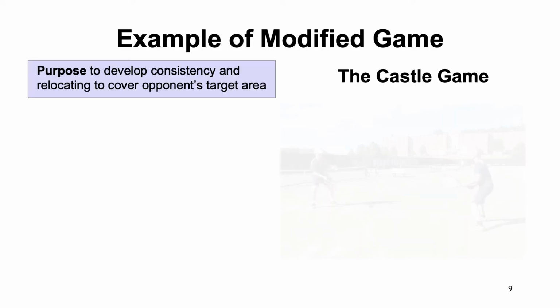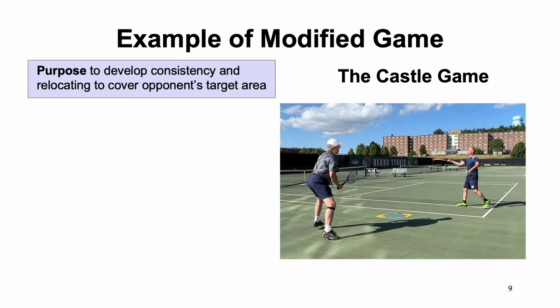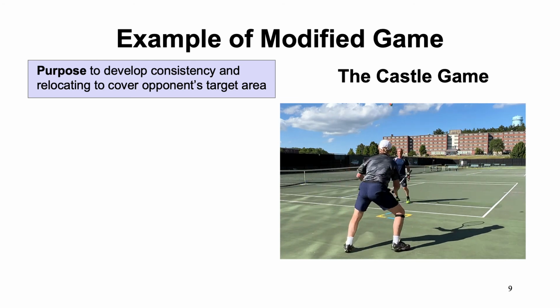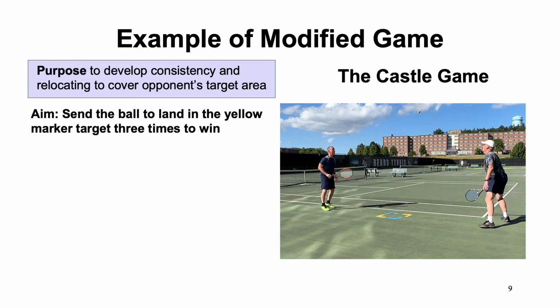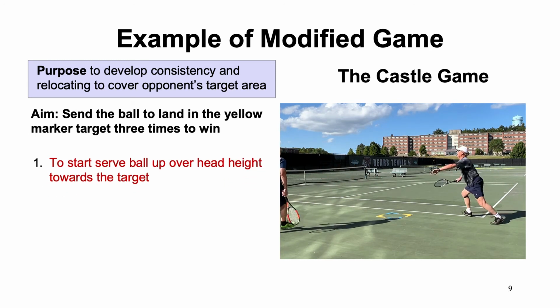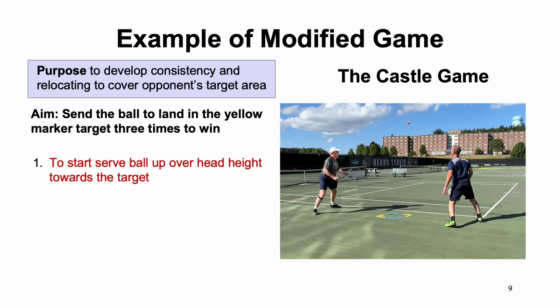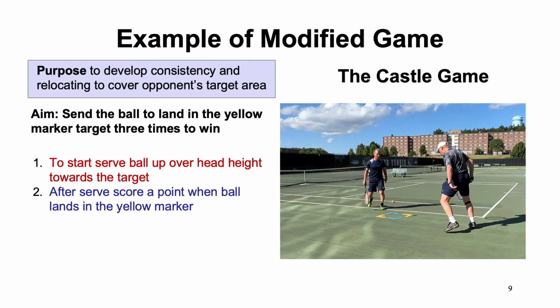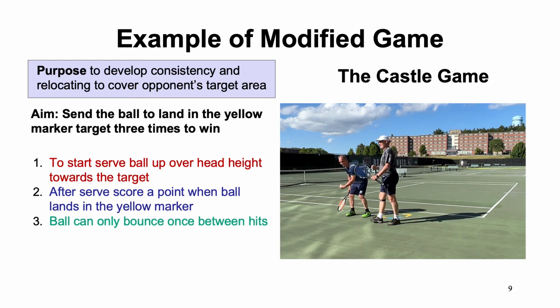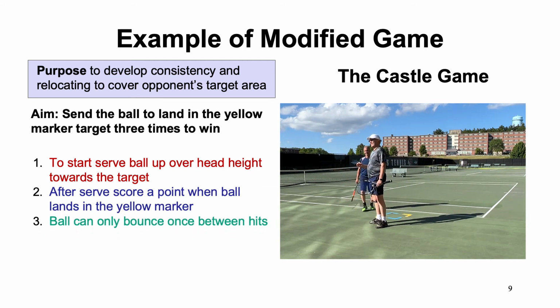So an example of a modified game is, here we have the castle game. The purpose of this game is to develop consistency by relocating to cover the opponent's target area. The way the game is set up is a small target is in between the players, the yellow markers, and you have to hit that target 3 times to win the game. To start, you serve underarm. So here's your serving rule, above your head height. After the serve, you score a point when the ball lands inside the yellow marker, the little square.